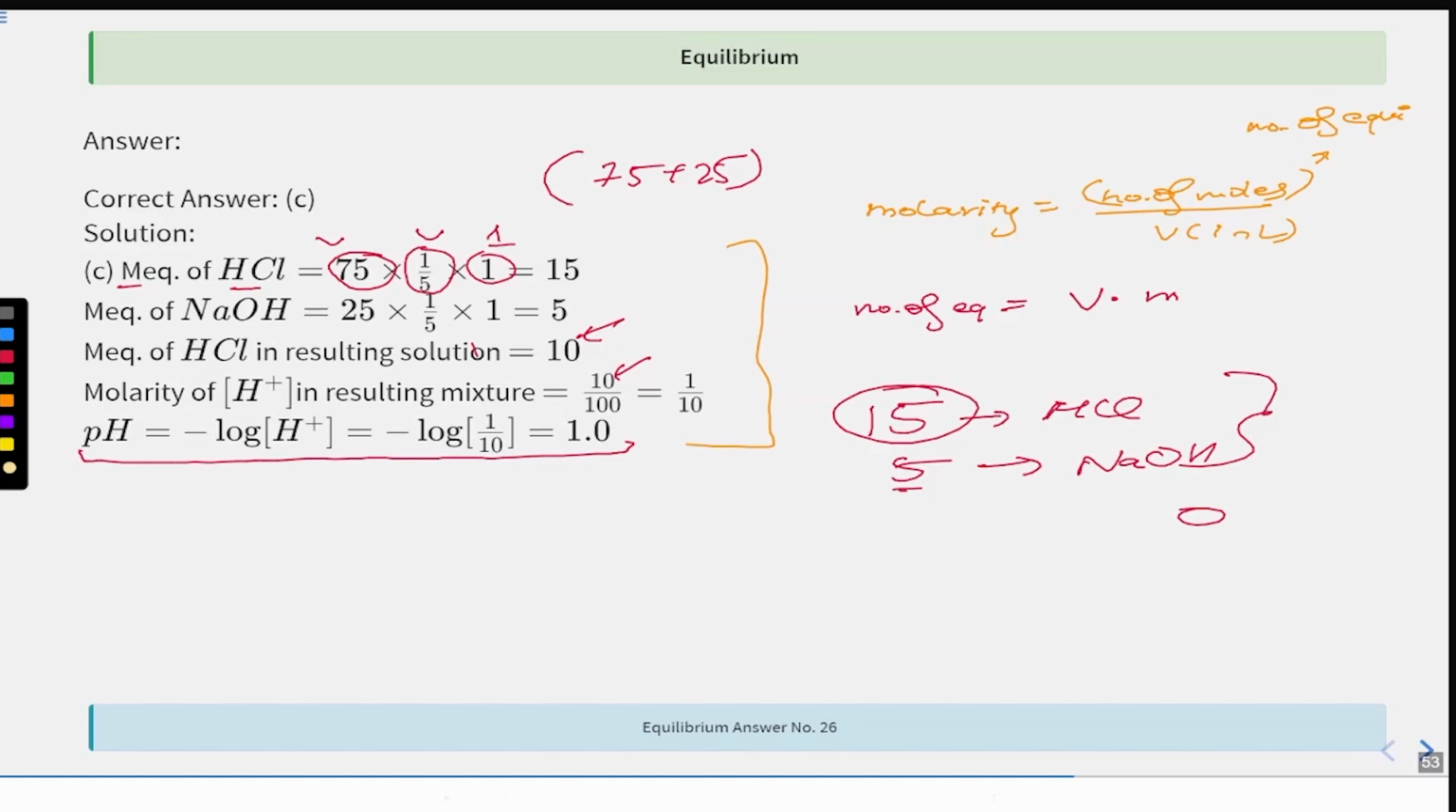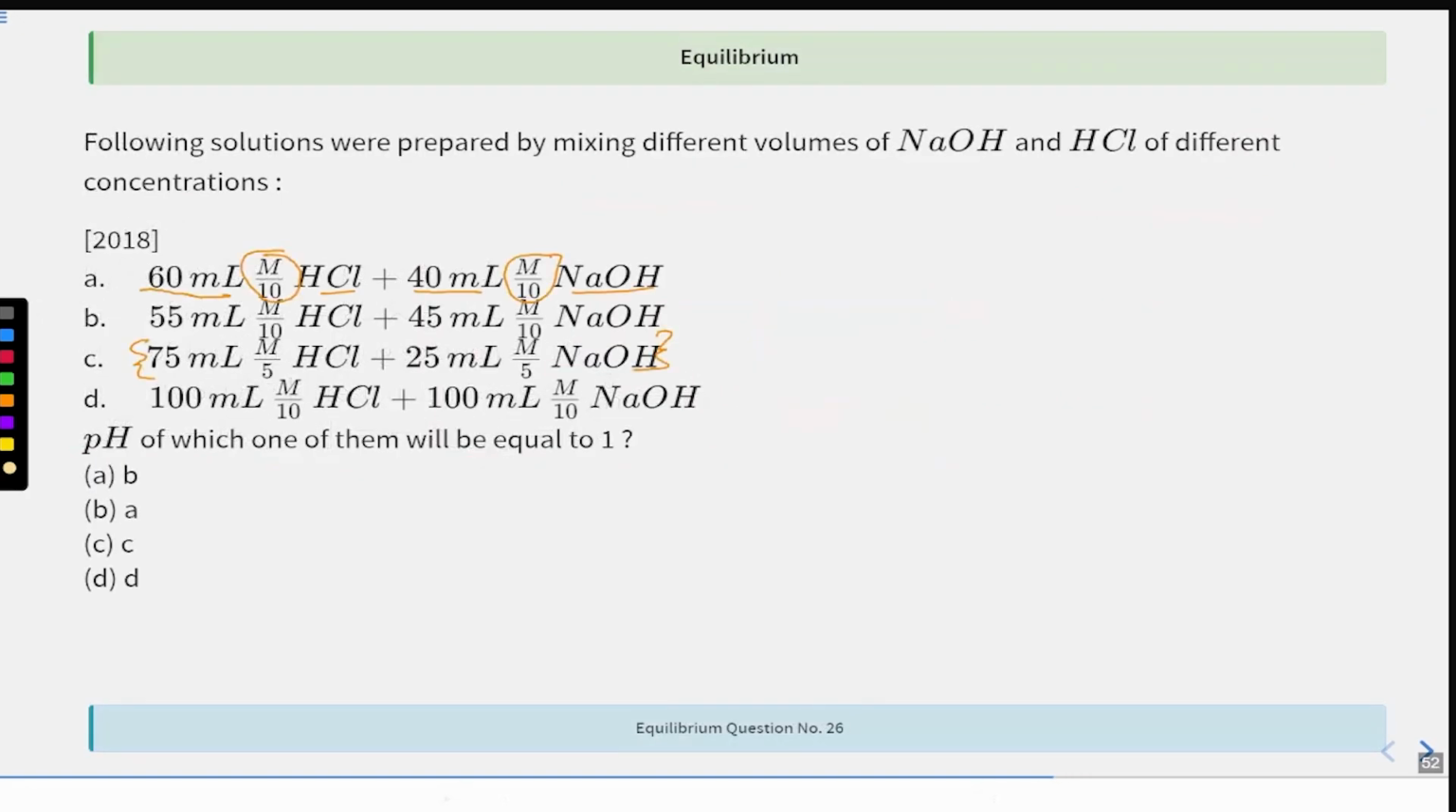So I was just telling that you got 15 equivalents of HCl, you got 5 equivalents of NaOH. They react, and you will have 10 equivalents left. Then you have to calculate the molarity of that solution. That is the 10 equivalents that are left divided by the total volume, 75 plus 25. That gives me 1 by 10. Then from the simple pH formula, that gives us 1. So you have to technically see in each case which comes to 1, and then compute it. So reaction C is that particular reaction, and C is your correct answer.